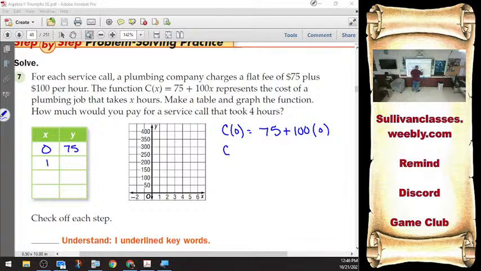Then if he's there for 1 hour, what's 100 times 1? 100. Plus 75. 175. Then he's there for 2 hours. 200. Plus 75. 275. And then you see the pattern, right? When he's there for 3 hours, 375. Can you plot those points?